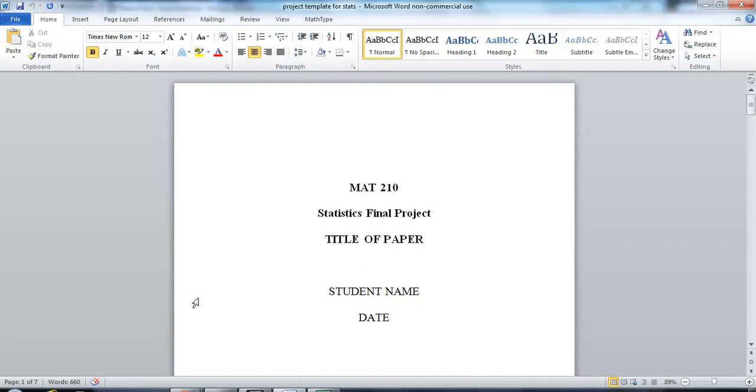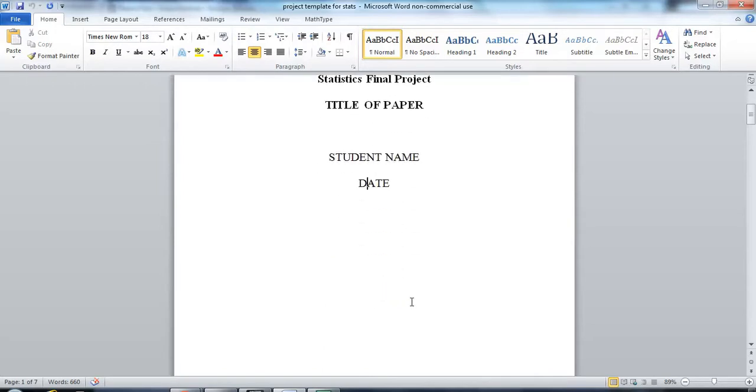Having covered those important dates, let's take a look at what this project looks like. Here's the project template for statistics. This is under your document sharing, under the project information, so you can print this out as well as take a look at it here in your video. This is the title page. This is the format of the title page. I should see your title of your paper here, your name here, and the date that you're submitting it here.